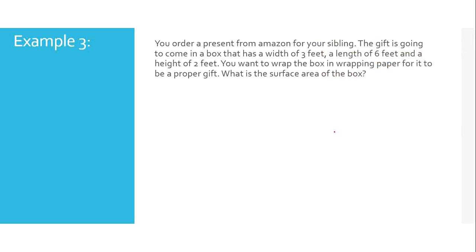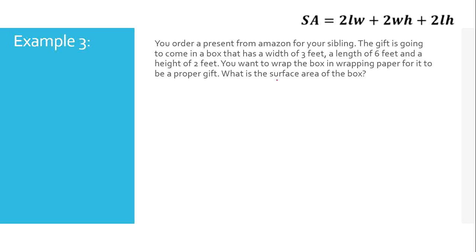And we have one more problem for you guys. So you order a present from Amazon for your sibling, and the gift is going to come in a box that has a width of 3 feet, a length of 6 feet, and a height of 2 feet. You want to wrap the box in wrapping paper for it to be a proper gift. So in order to do that, we have to figure out what the surface area is so we know how much wrapping paper we need to buy.